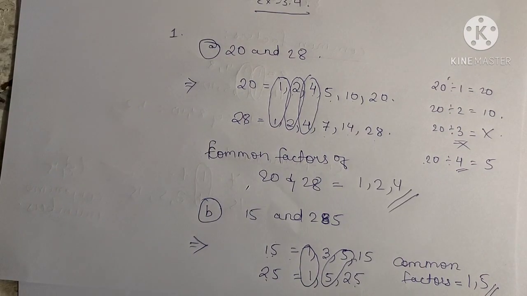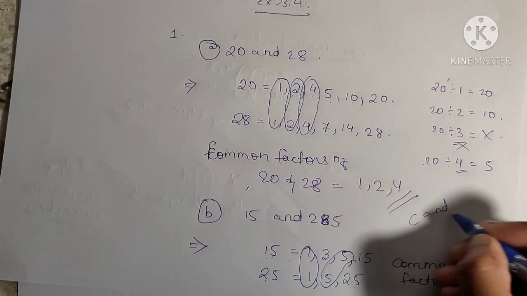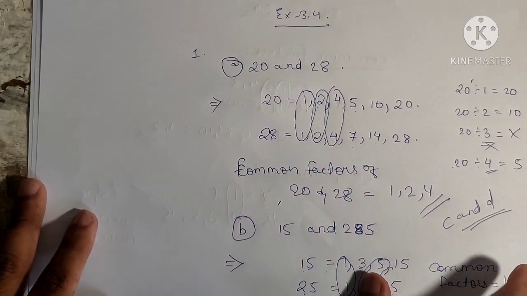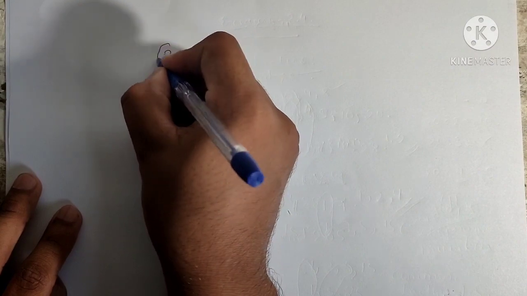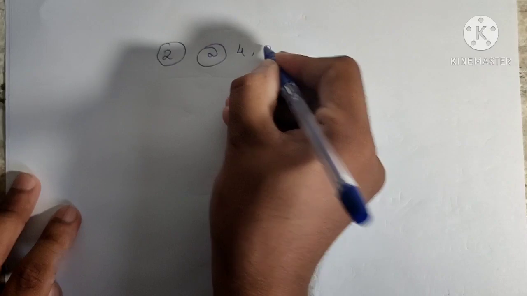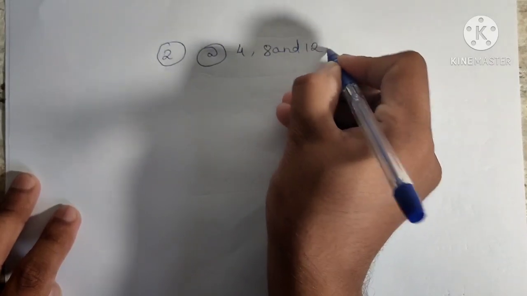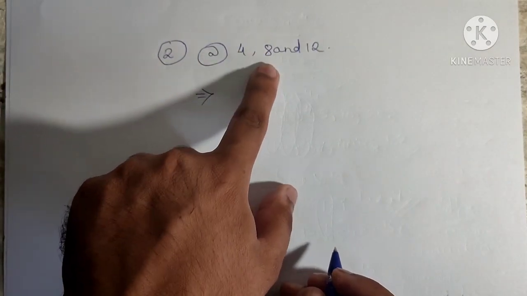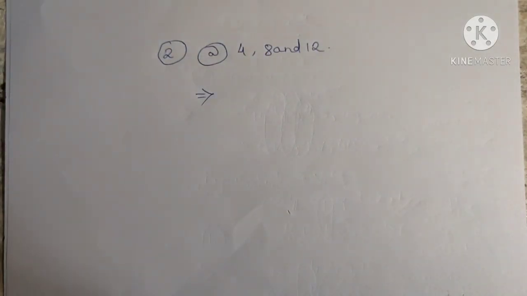Easy, isn't it? So C and D are your homework in number 1. Next we'll go for number 2, which is the same. Number 2 says find the common factors. Part A is 4, 8 and 12. The only difference is that in the first question we had 2 numbers, but now we have 3 numbers, but the process is always the same. We just find the factors and then search for the common ones.